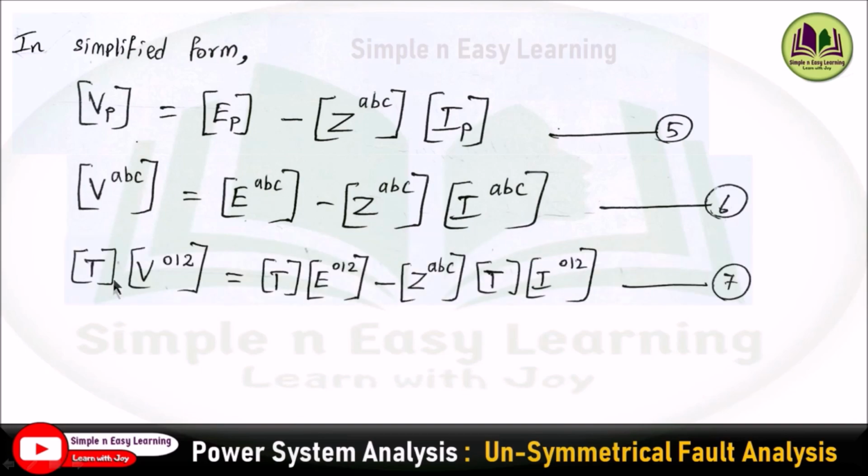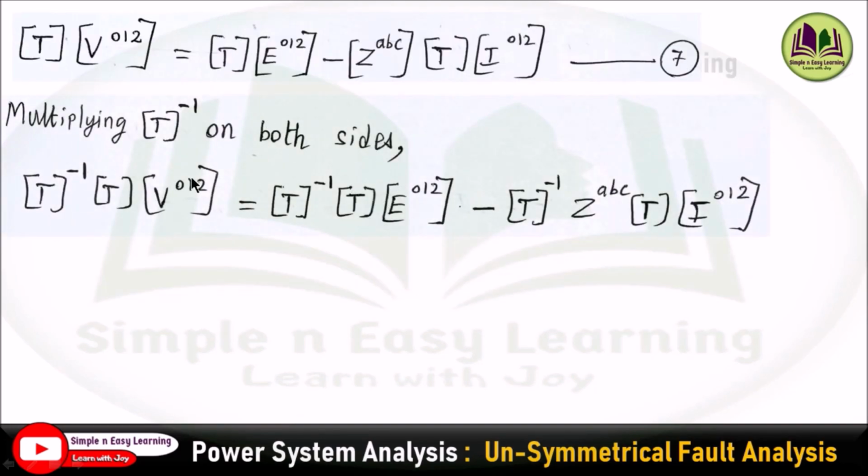VABC equals the transformation matrix T into V012. This 012 represents the zero sequence, positive sequence, and negative sequence: 0 represents zero sequence, 1 represents positive sequence, 2 represents negative sequence. So V012 is the symmetrical component of voltage, and that will be equal to, for the generated EMF also, instead of EABC, the transformation matrix into E012, minus ZABC, and IABC can be converted into the transformation matrix into I012. Considering the seventh equation, now multiplying it by T inverse on both sides, you will get this expression, and T inverse and T cancel.